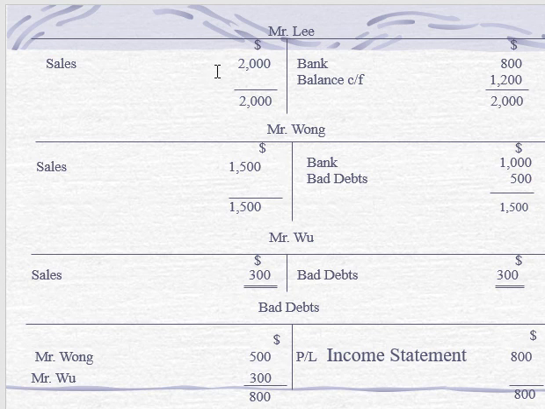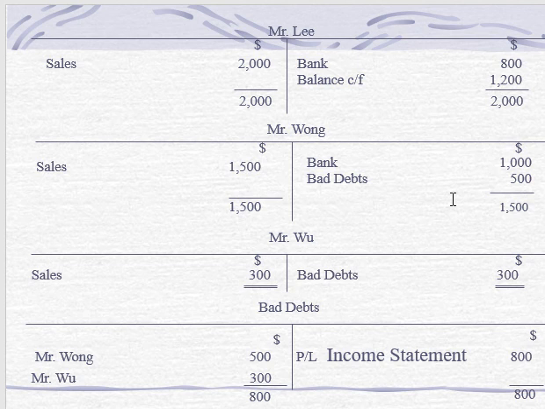When we sold the goods, all the entries are recorded on the debit side of each customer's account as sales. You can see here sales 2000, sales 1500, sales 300. Later on, Mr. Lee and Mr. Wong paid the money by check, so we record the entry on the credit side, 800 for Lee, and Wong also 1000 on the credit side. But later on, Wong and Wu became bankrupt, so we have no hope to collect the money from them.